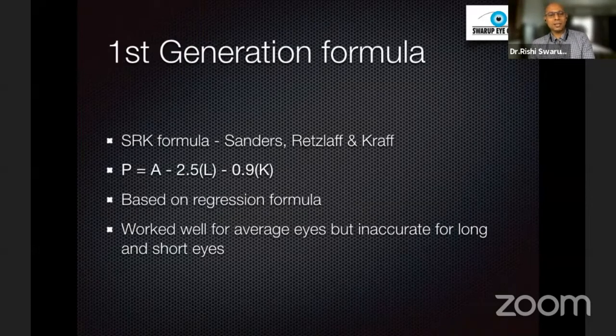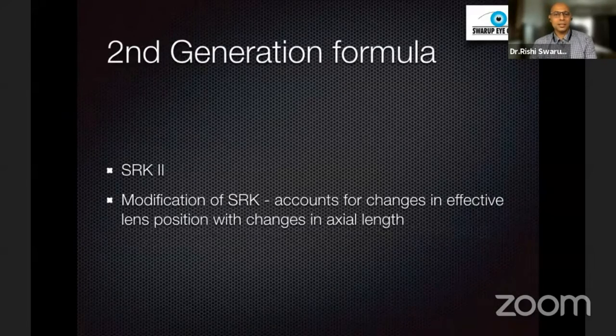The first generation formula was the SRK formula, which all of us have learnt about in our postgraduate books but don't use anymore. This was basically a regression formula, and it has worked very well for average eyes. But the problem was the moment you went beyond average, which is beyond the range of 20 to 25 millimeters axial length, you used to get into problems and there were errors. So the second generation formula, SRK2, came, which did a modification for these extremes of axial length essentially.